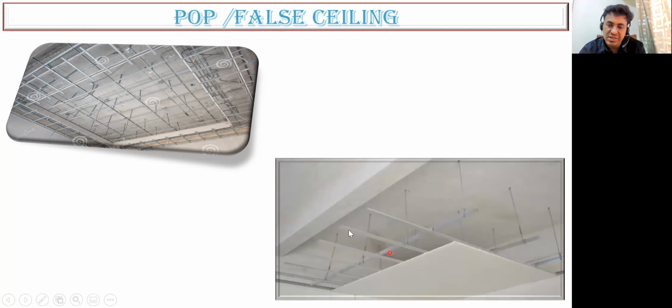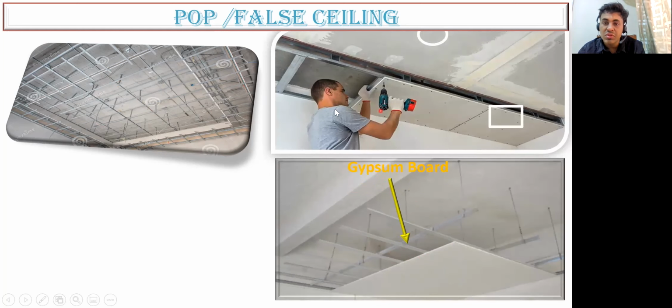With the help of an aluminum channel, you're going to place it and screw it. This is called gypsum board. These are the gypsum boards you can see. Then the skilled labor will come and drive the screw into that, so that the gypsum board gets attached to this particular aluminum channel.